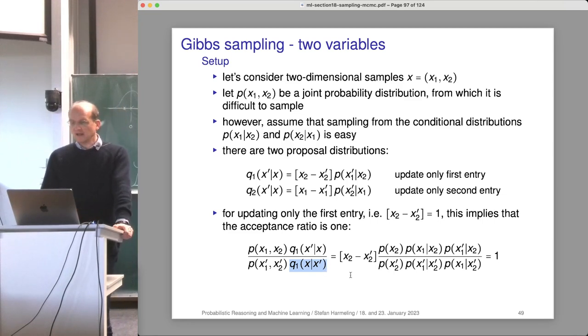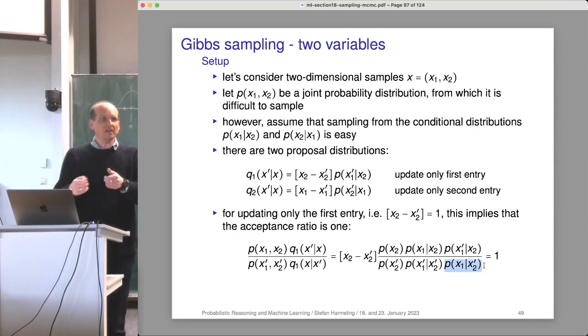So ideally, I only write this for the case that x2 is really equal to x2 prime. Otherwise, I would get a division by zero. What do I get? The second term from the q1, and the denominator will be one where now the p of x1 prime and x2 swap their roles. So basically the prime went from the left-hand side to the right-hand side. And that is exactly the p of x1 given x2 prime.